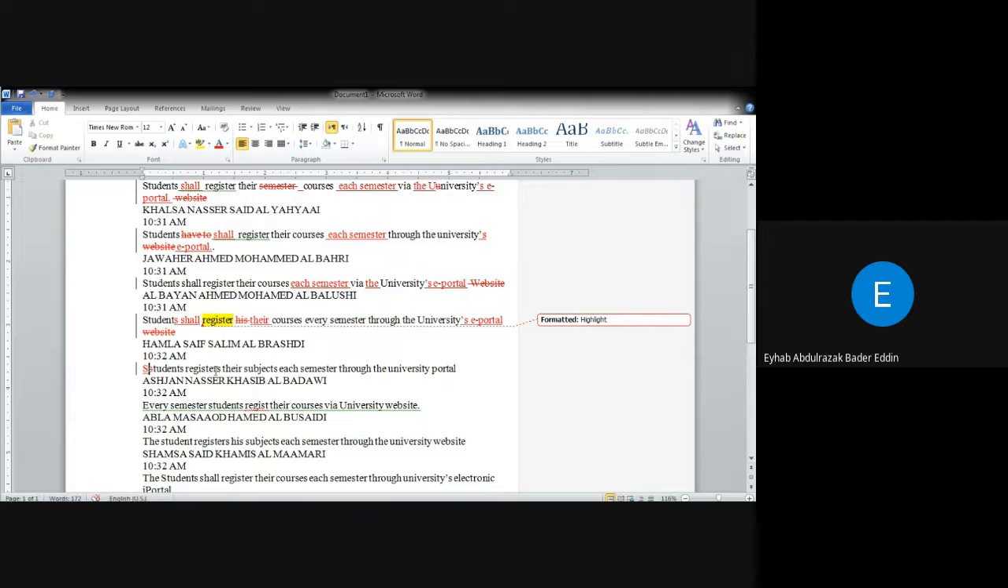Students, again here we have the same problem. Here we have a plural subject, so at least it should be "register", right? But we have to add "shall" because we're talking about an obligation. So: students shall register their subjects, excellent, each semester through the university's e-portal.